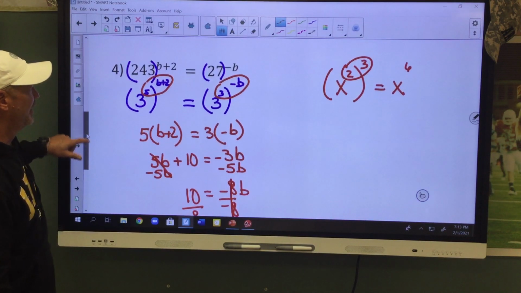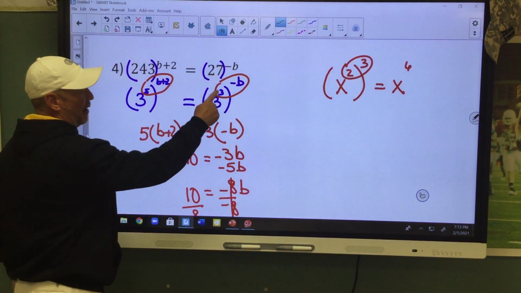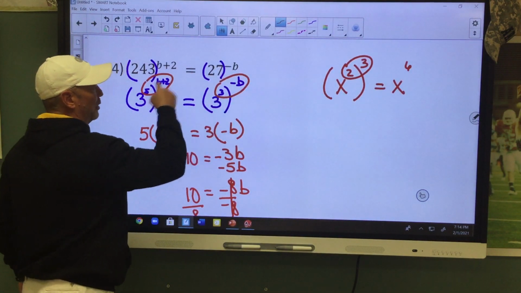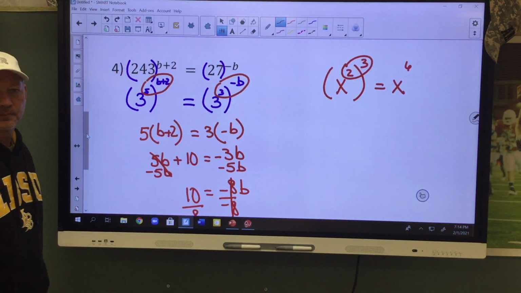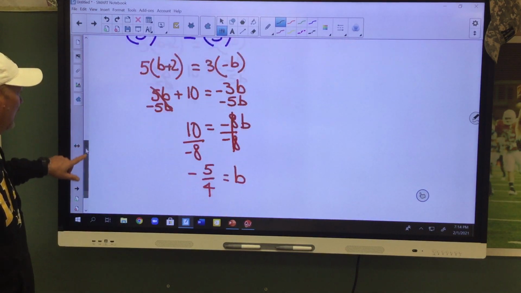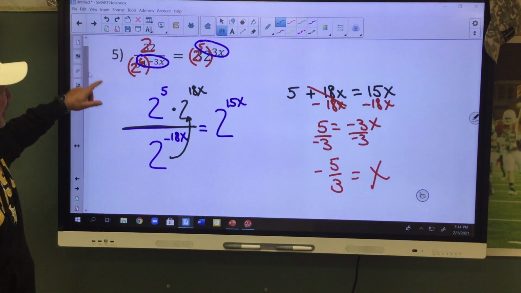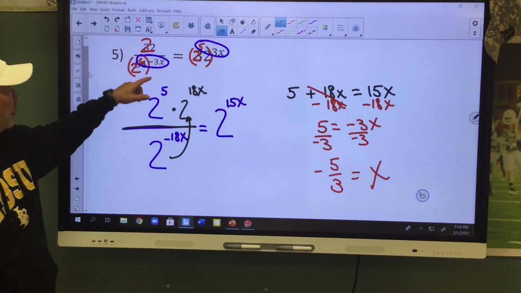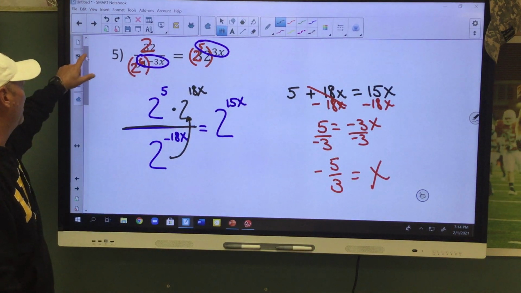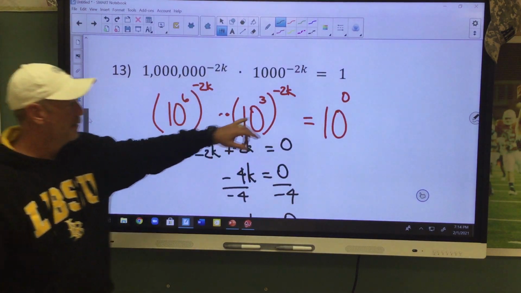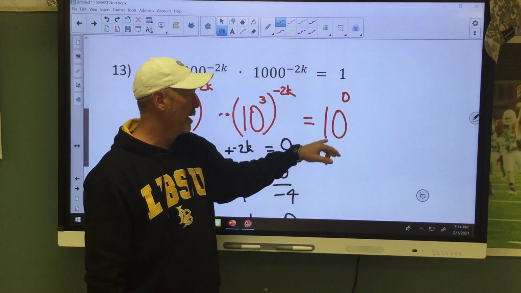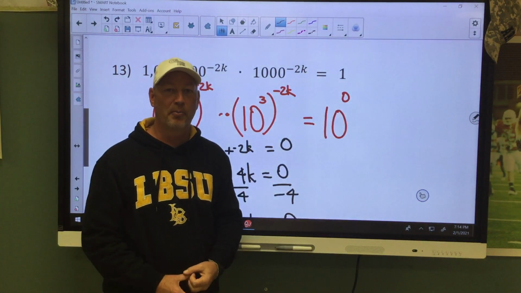We then said that if you have to raise the power, you have to multiply. The big next thing is right here. If you get an answer of a 1, you can write it as your base to the 0 power.